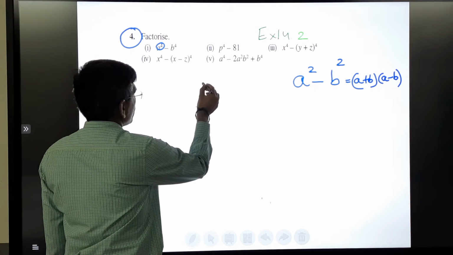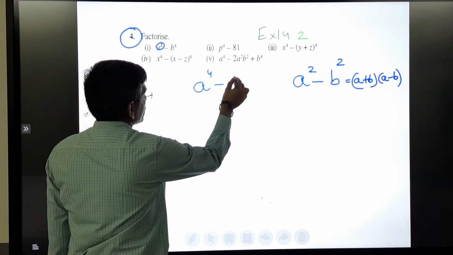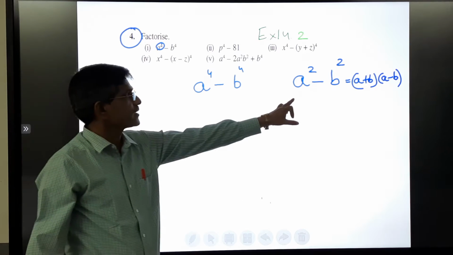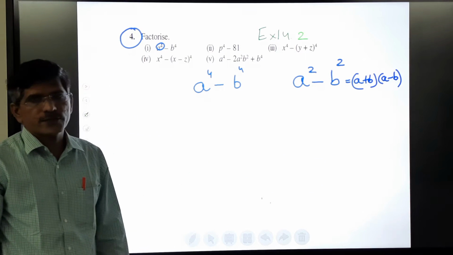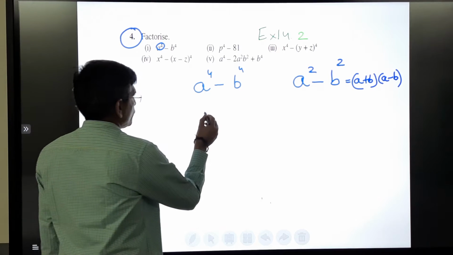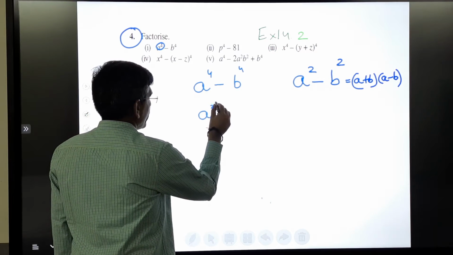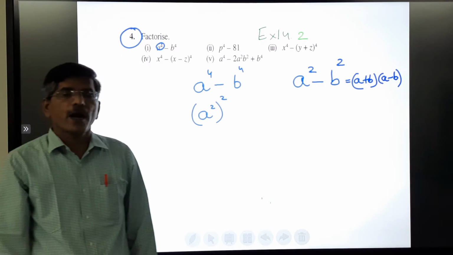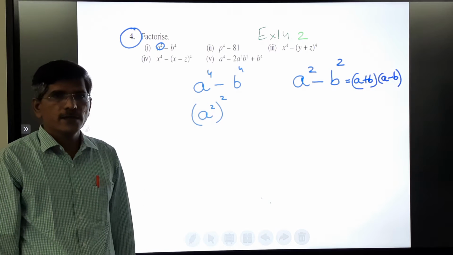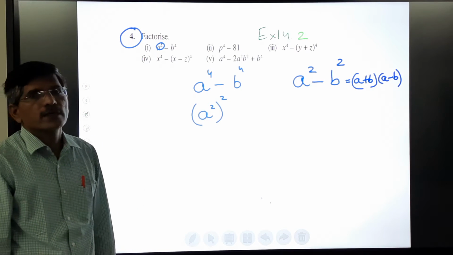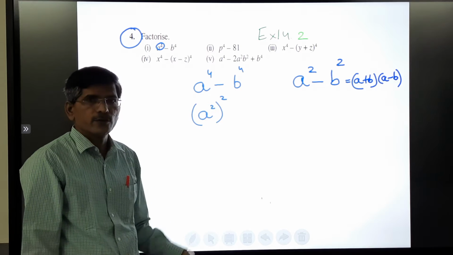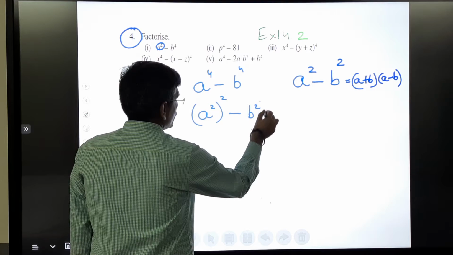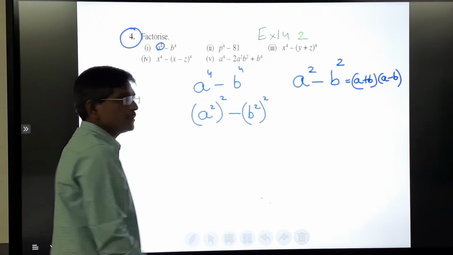So if I write a to the power 4 minus b to the power 4, we know the identity of x square minus y square, or a square minus b square. So what do I have to write now? A square in bracket and then again power 2. We know the rule of power of power: in chapter number 12 we understood that when it is power of power, we have to multiply. Again now b power 2 whole to the power 2.